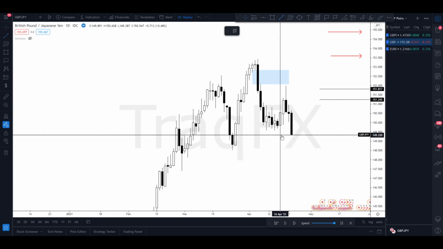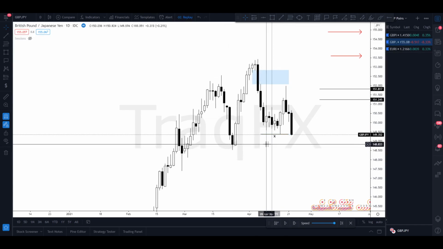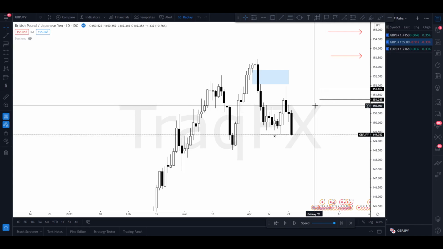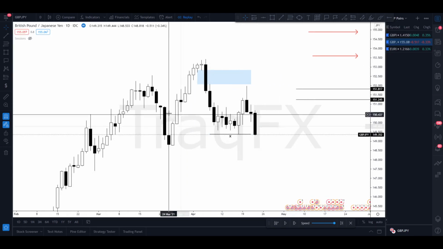Price created a ton of liquidity right here. Let me change that from here to here, and let's change this to liquidity clear. We had a ton of liquidity that the market needed to clear, and we had our institutional candle. So we know structure is up. We have our expansion zone right here, and we have our institutional candle that broke structure.